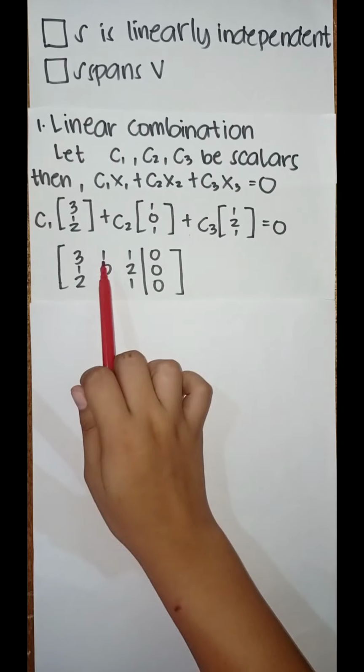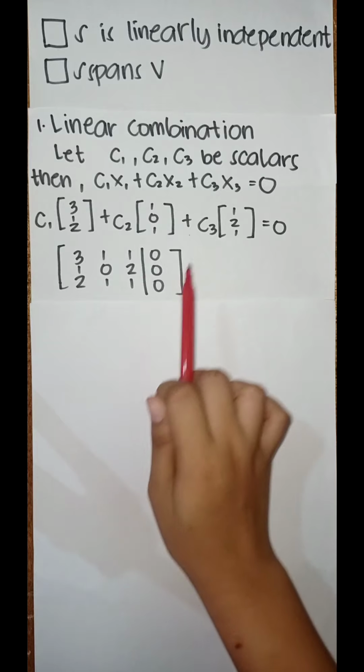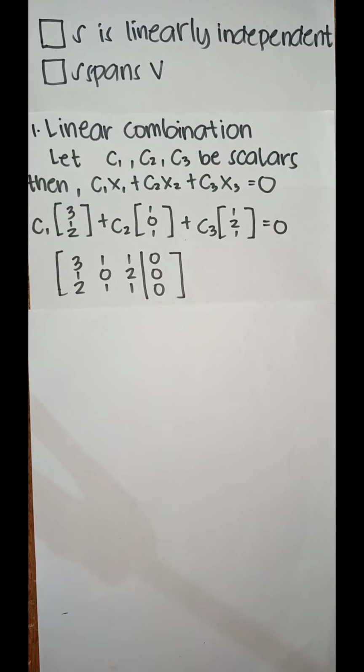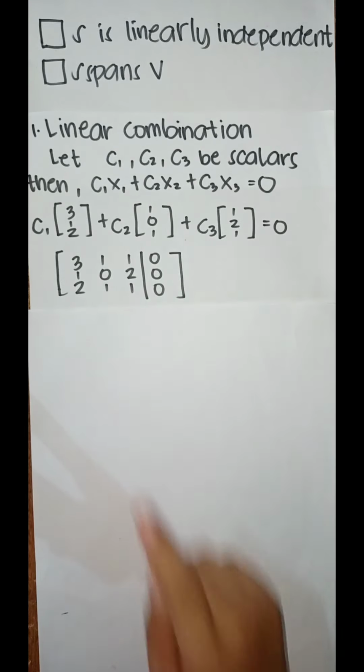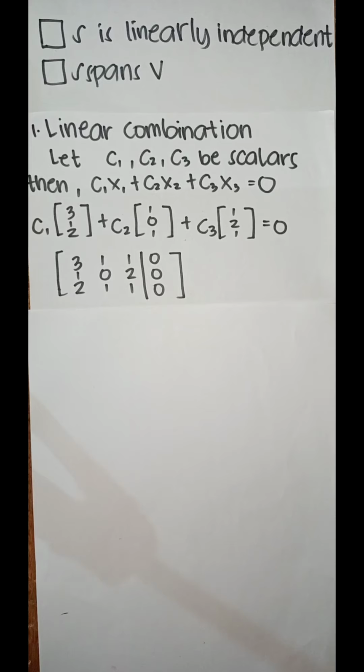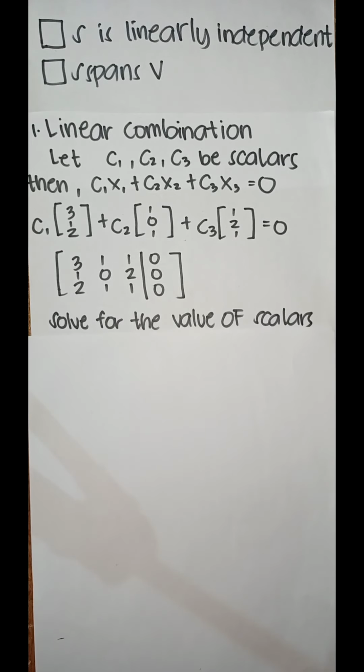3, 1, 2, 1, 0, 1, 1, 2, 1, and 0, 0, 0. Since our goal is to find the value of our scalars and we already have our matrix, we can now proceed to solve for the scalars. To do that, we can use various methods like row echelon form, Gauss-Jordan elimination, the inverse, and so on. But for this video, I prefer to use the Gauss-Jordan elimination.